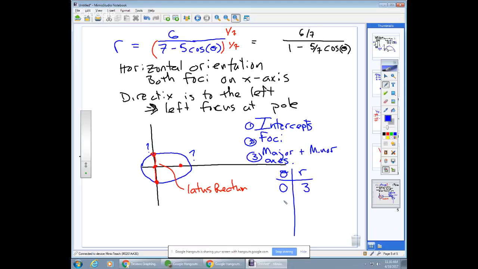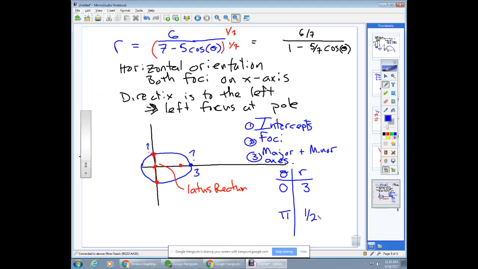And if I jump all the way over to pi on the other side, so that's this point right here. If I plug in pi, cosine of pi is -1. So then I'll get 1 plus 5/7, which is 12/7. So I'll end up with 6/12 or 1/2 there.